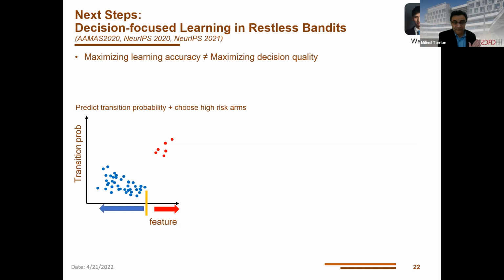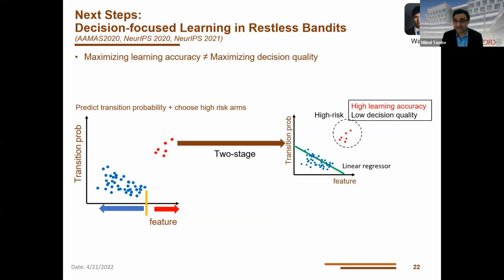Now, to the left are all the blue dots of this orange line, and to the right are all the red dots. If we are asked to choose, given a linear regressor, choose something that has a high learning accuracy, you would learn that green line, which has high learning accuracy, but it doesn't predict the high-risk mothers. It has low decision quality.